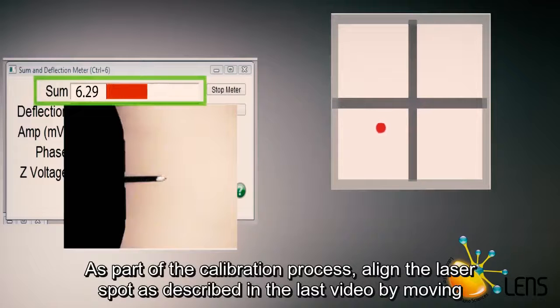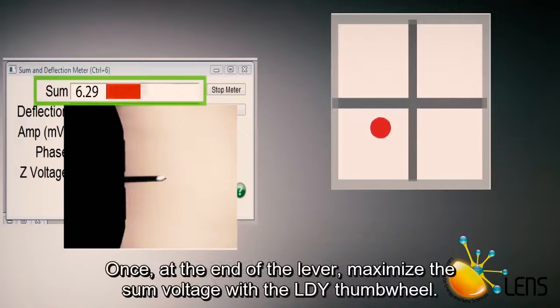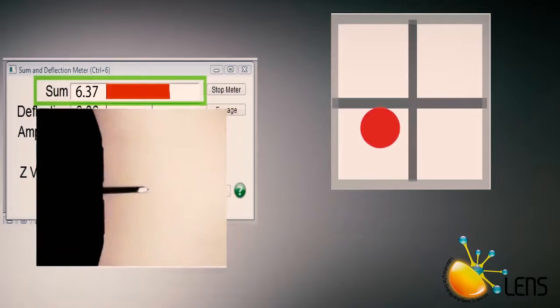As part of the calibration process, align the laser spot as described in the last video by moving it to the end of the cantilever. Once at the end of the lever, maximize the sum voltage with the LDY thumbwheel.